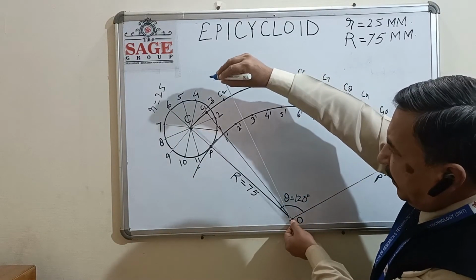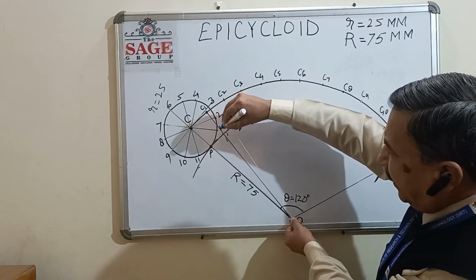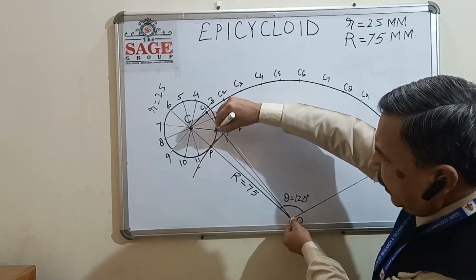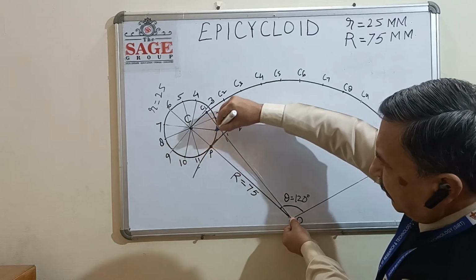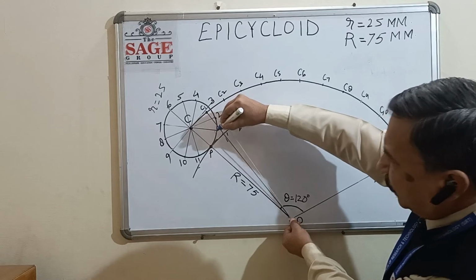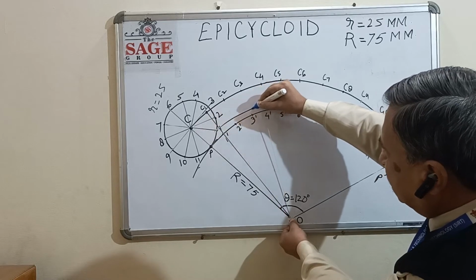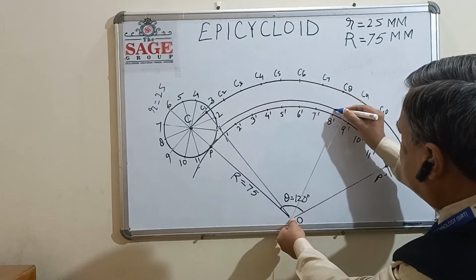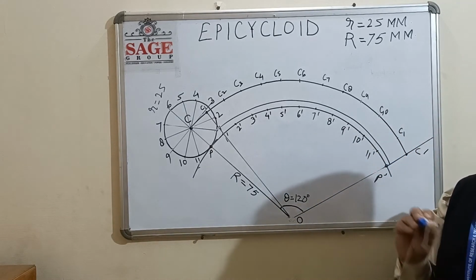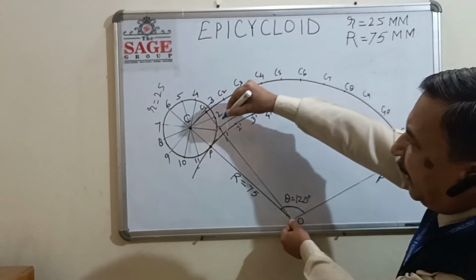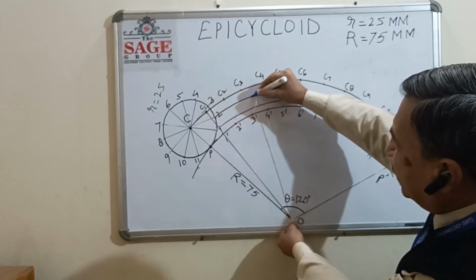Taking O as center and radius equal to O1. Now see here, this curve starts from 11, but we draw it through 1. Draw this curved path. Okay. Next, center is O and radius equal to O2. Draw this curved path.